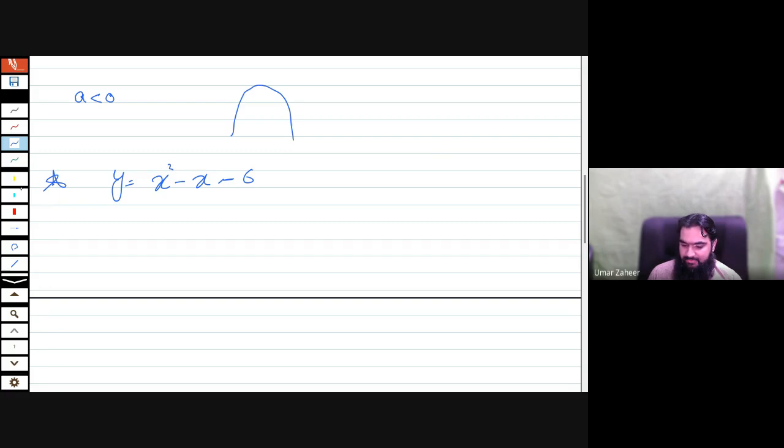First of all, always remember the constant value is basically your y-intercept, meaning where the graph cuts the y-axis. The coefficient of x squared here is positive. This means that the shape of the graph is going to be like a parabola, like this.